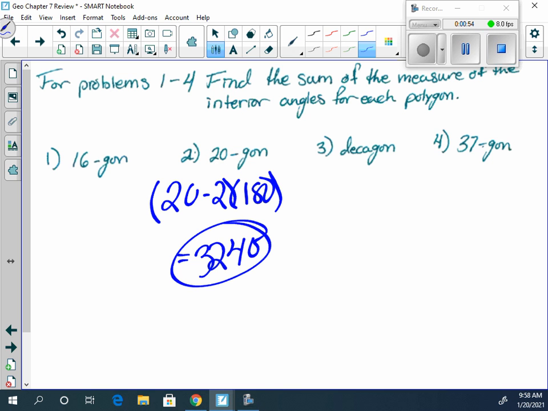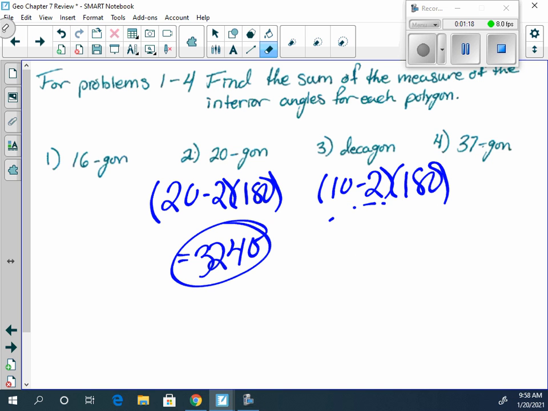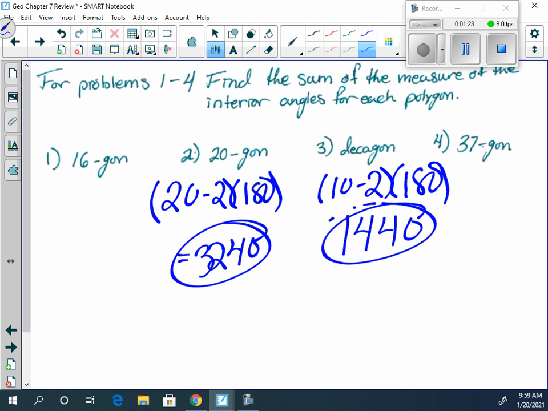Decagon is? Well, how many sides is a decagon? 10. So this would be 10 minus 2 times 180. So this would be, as you're saying, 6,300? Yes. Oh, sorry, that's number 4. $1,440.